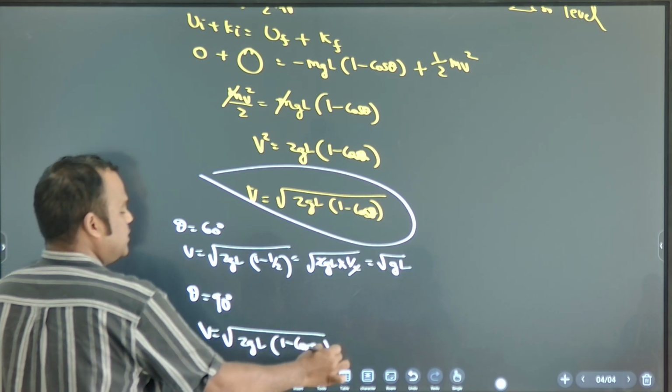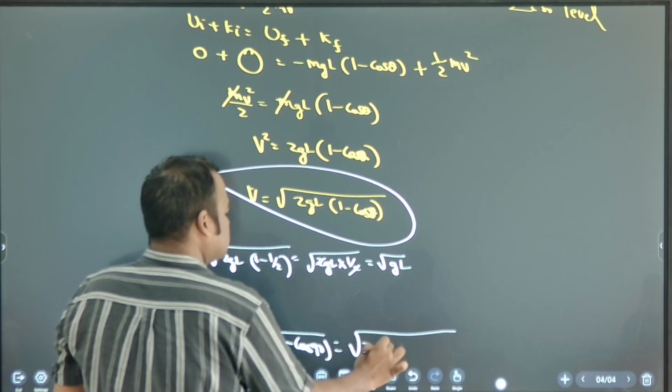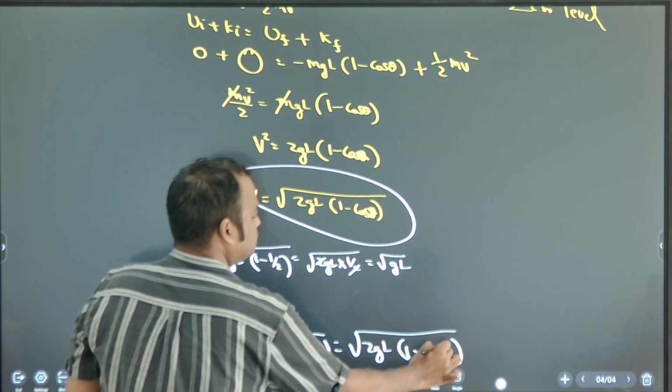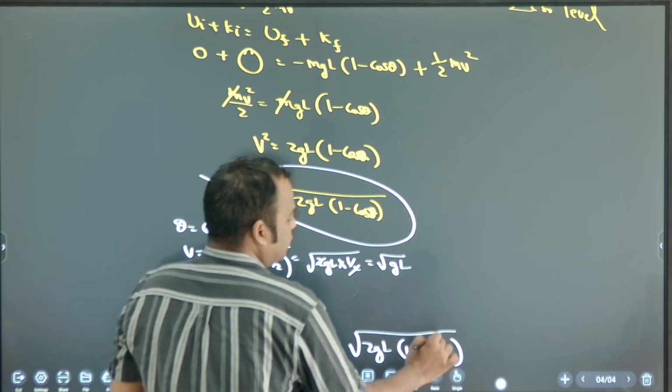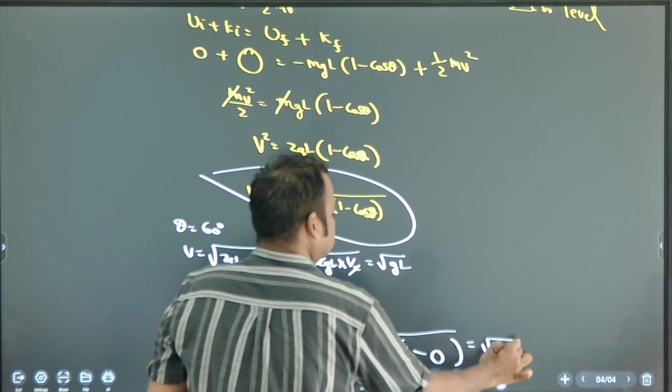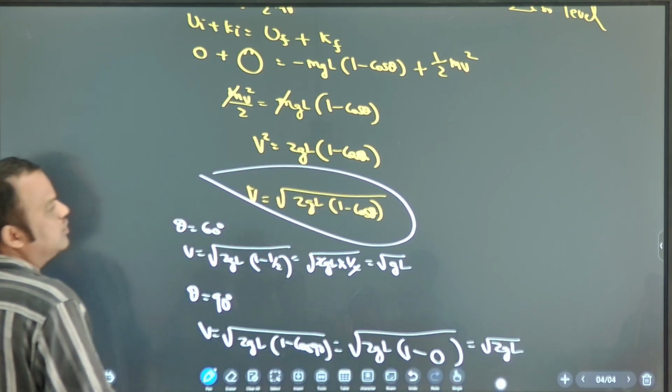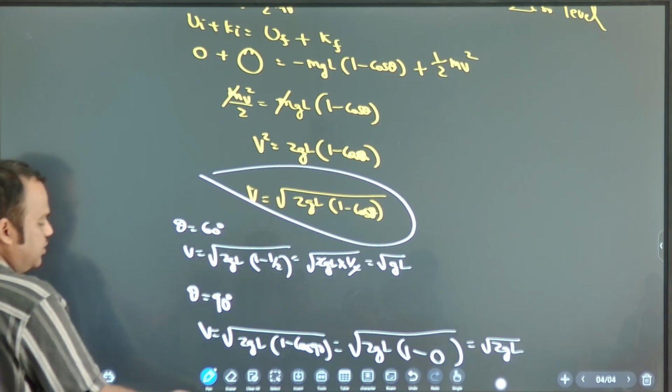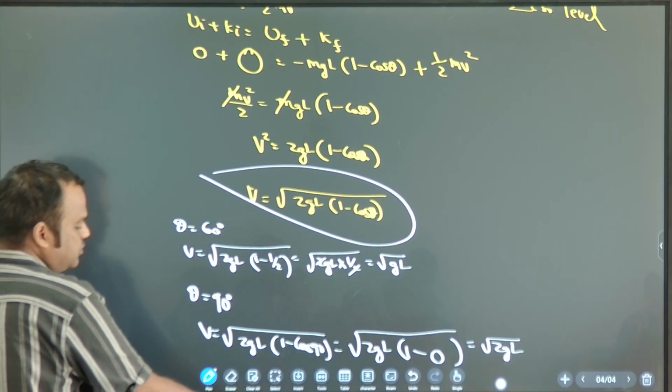If theta is 90, so v will be square root 2gl 1 minus cos 90. What is cos 90? Cos 90, 1 or 0? 0. Cos 90 is 0. So root 2gl. Okay, clear? Just remember this formula. Okay, we'll continue. Now we'll take a break.